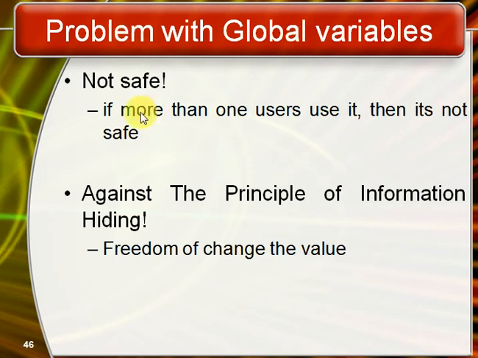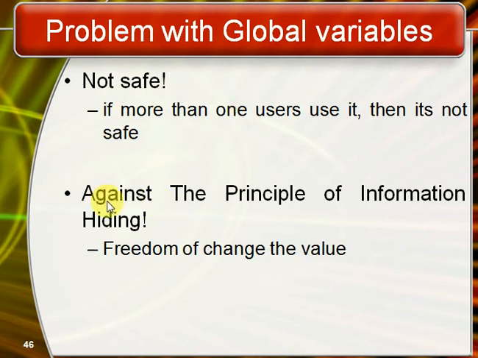The first problem is that usage of global variables is not safe. Actually, if two or more programmers are working together on a program and one of them changes the value stored in a global variable without telling the others, who depend on their calculation on the old value, then usage of a global variable is not safe.